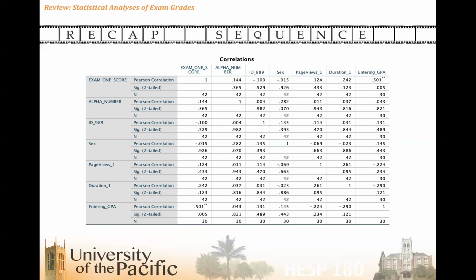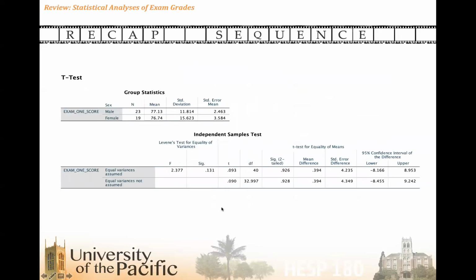Now, some of them are going to be spurious. Some of them are just random. That's why I'll put in things like alphabet number and 989 number, where I just want to make sure we're not finding a bunch of weird spurious correlations. You expect to see a significance that's terrible. With sex, a significance of 0.926, meaning there's nothing there.